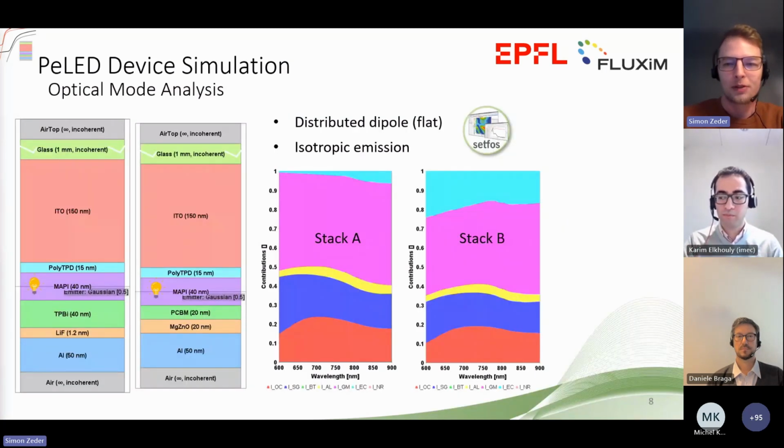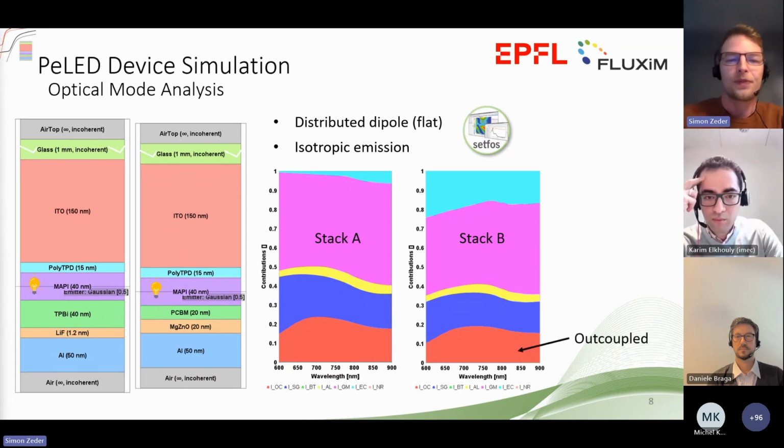Now, once the optical model was in place and ready to use, we could start with the optical characterization. So before starting the fully detailed calculations, it's usually a good idea to first get a sense of how your system under study generally behaves. So for emission modeling, a simple mode analysis as shown here can already give a lot of information. So we see that for both architectures, we have around 15 to 20% emission into outcoupled modes.